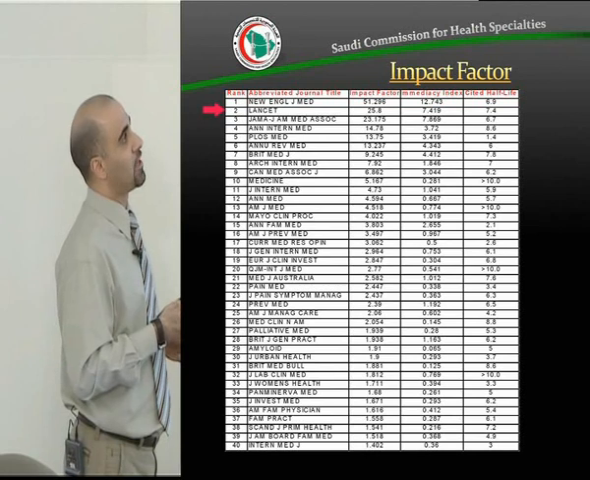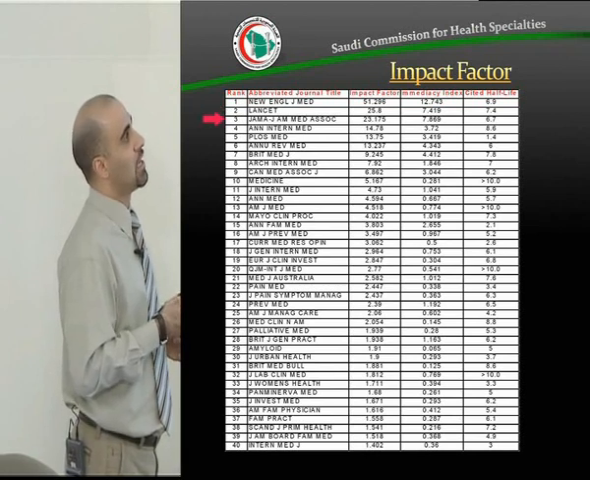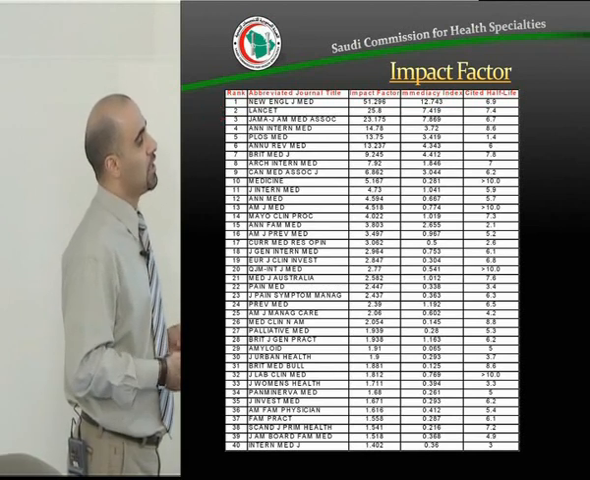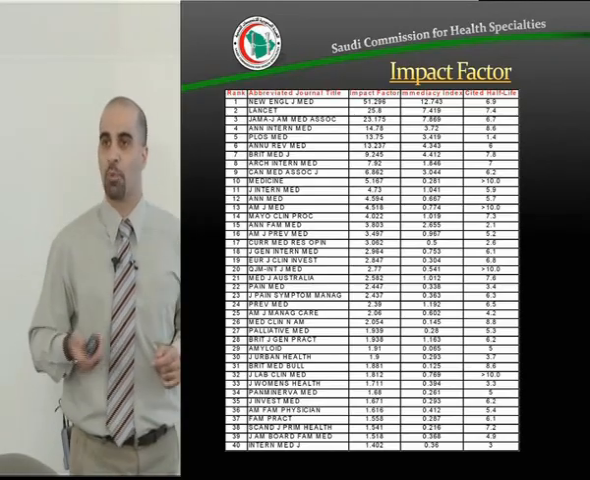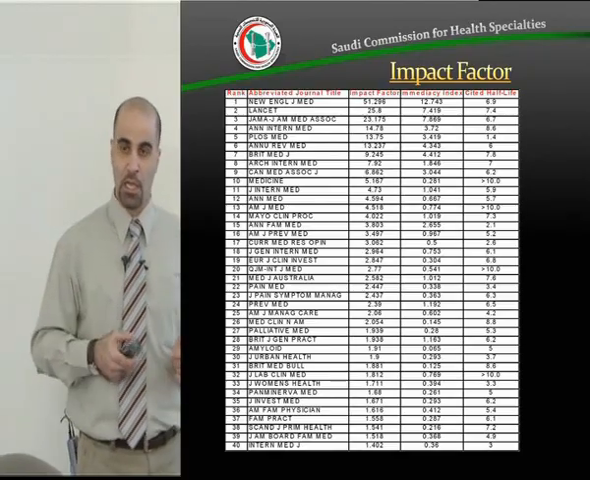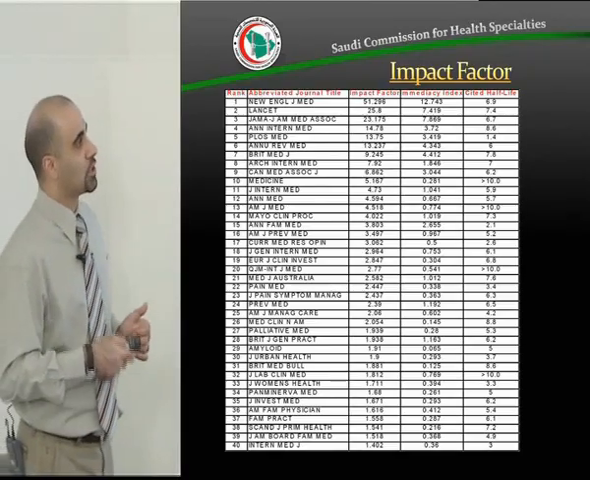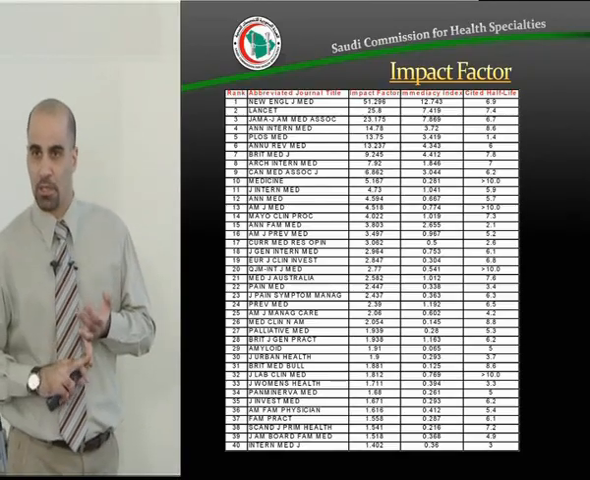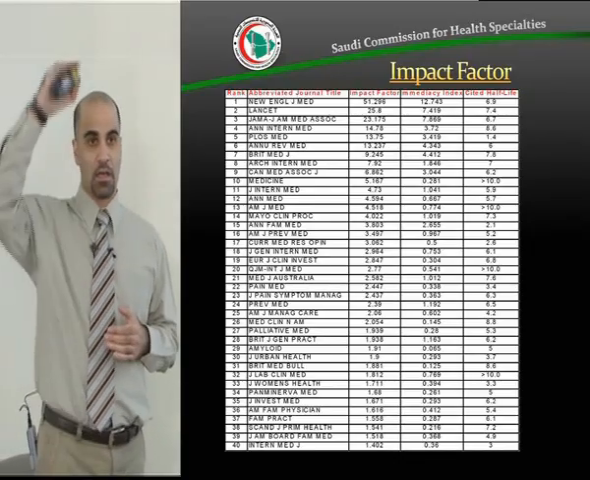Lancet is 25, JAMA is 23, and so on and so forth, till you have some journals which are 1.4, and even you have journals which are 0.05 or 0.01. So you have to pick up the journal that addresses your topic and at the same time is not very high and not very low.